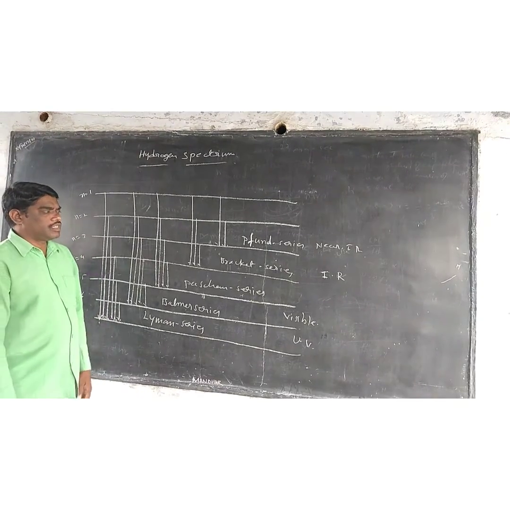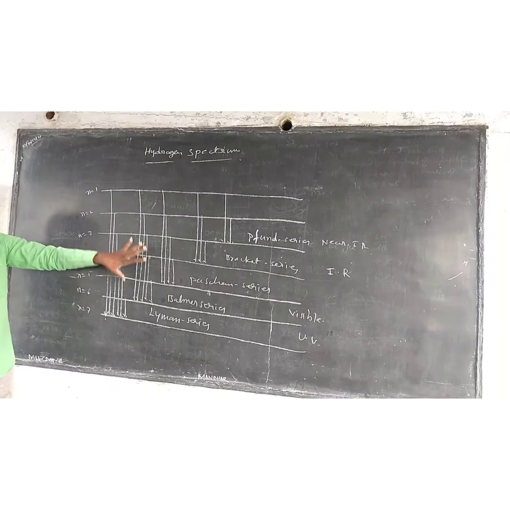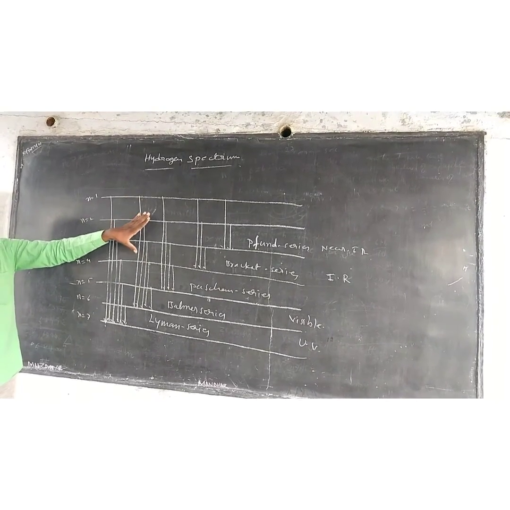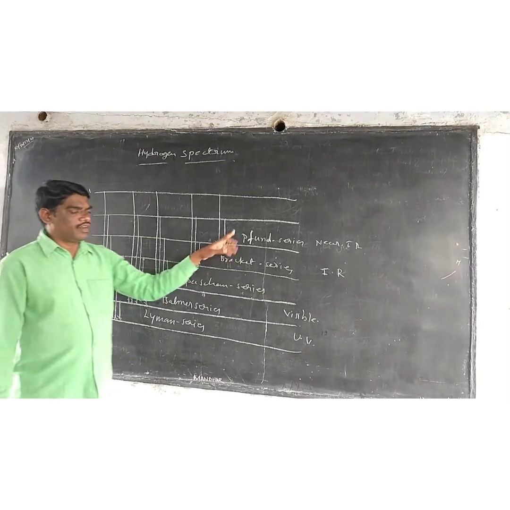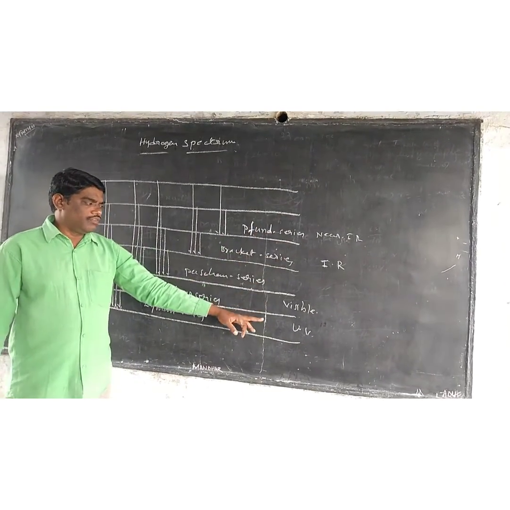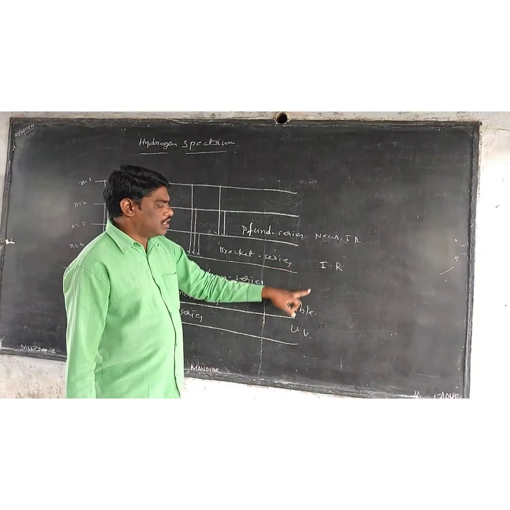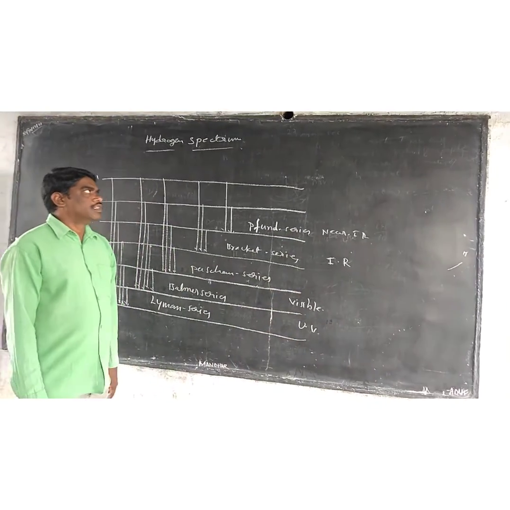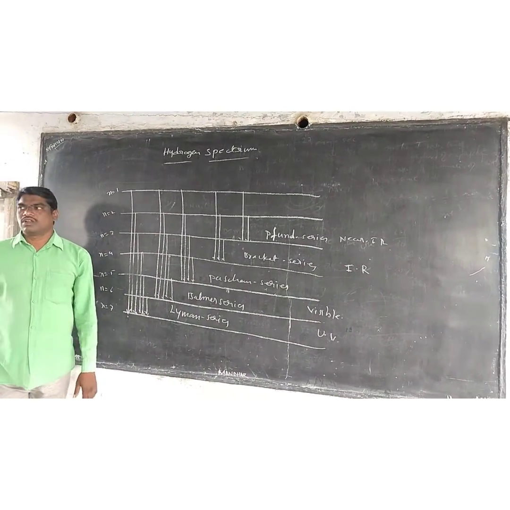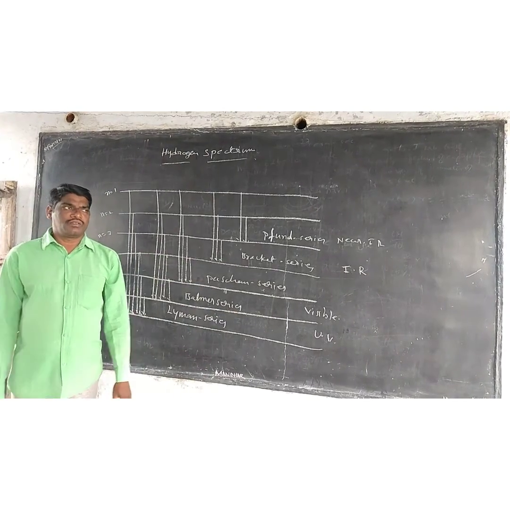So overall, this is the spectrum of hydrogen. The spectral lines are identified as Lyman, Balmer, Paschen, Brackett, Pfund, in the UV region, visible region, and the near and far IR regions. This is the spectrum of hydrogen, and all of it is explained by Bohr's atomic model.